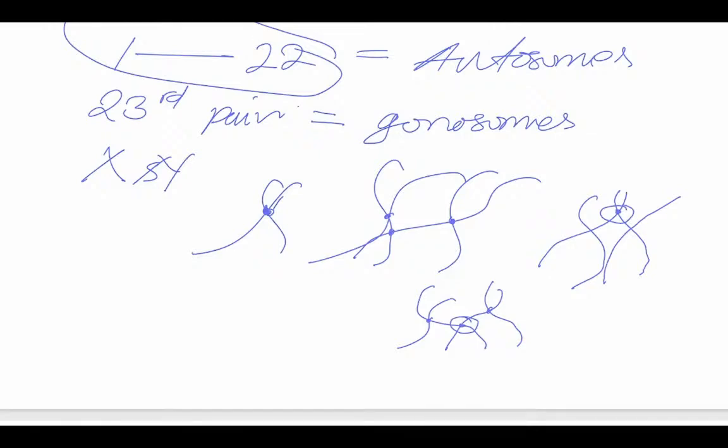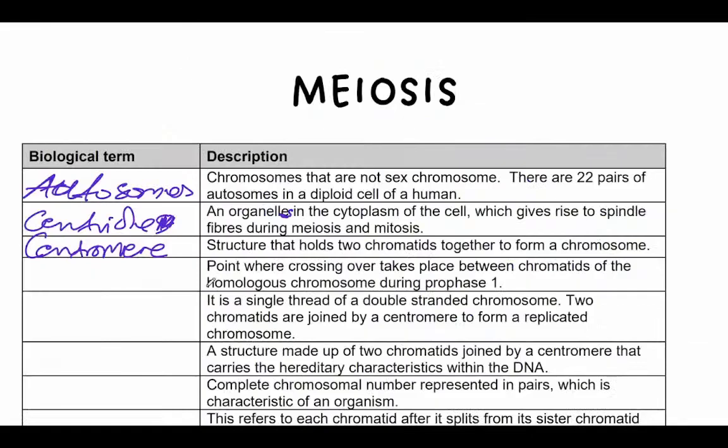We call it chiasma. So the answer here is going to be chiasma. How do you write chiasma? Student, how do you write it? Okay, it is C-H-I-A-S-M-A.